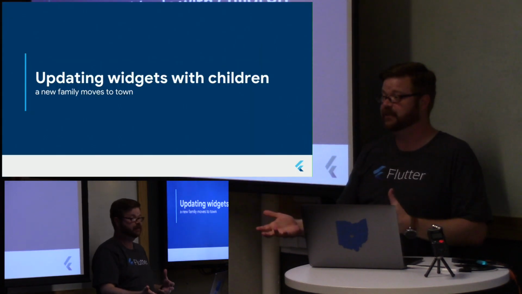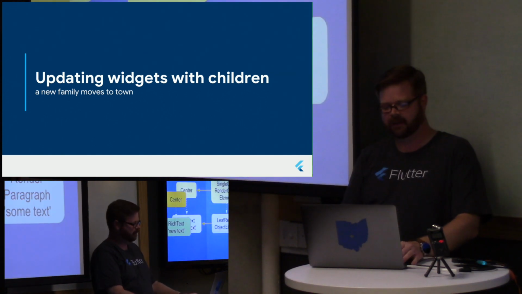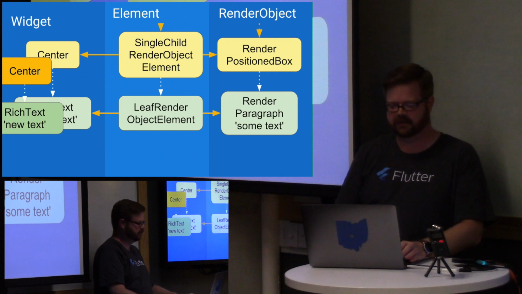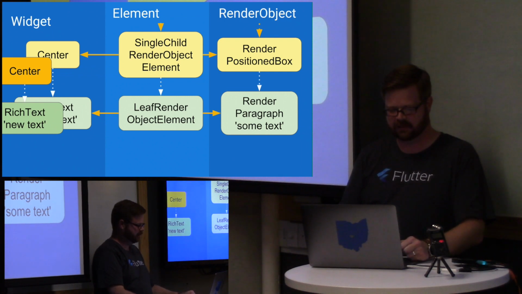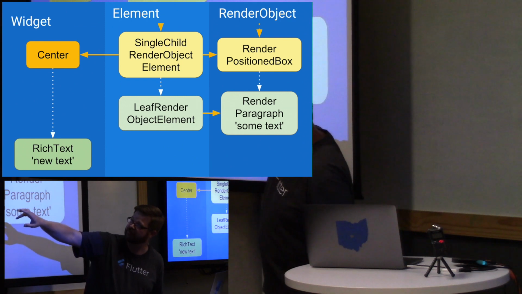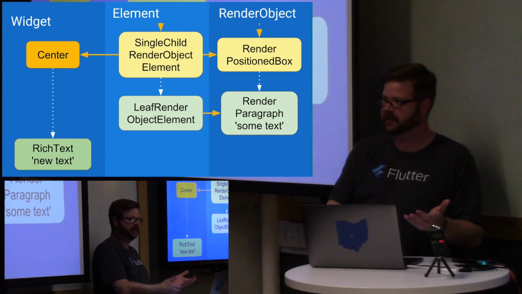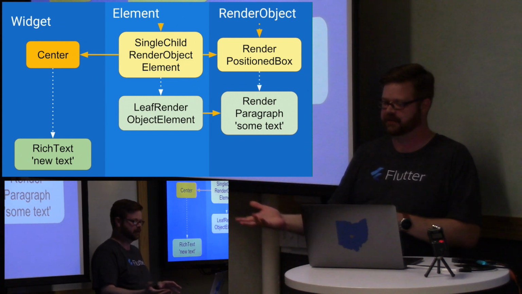And if you wanted to update widgets with children, so you have a new set of widgets come in, it works just like before. I have a new center with a new rich text. The old one goes away. So the new center is mounted first. And it calls canUpdate on the widget. It's the same type, so the element can stay. The render object would just get updated.